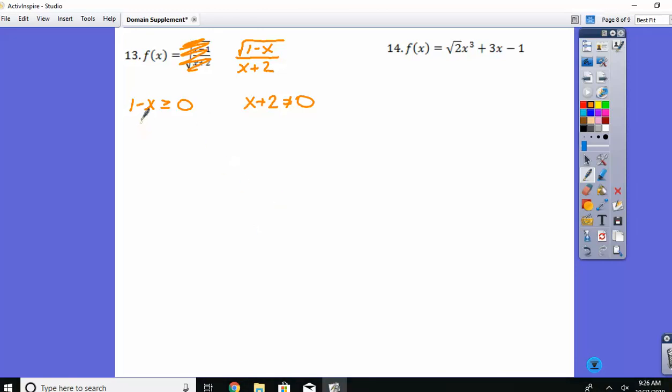So the first one, if I subtract my 1, if you divide by a negative in an inequality, what do you have to do? So x is less than or equal to 1. X can't be negative 2. I'm going to draw a picture to help us graph or write the solution for this.